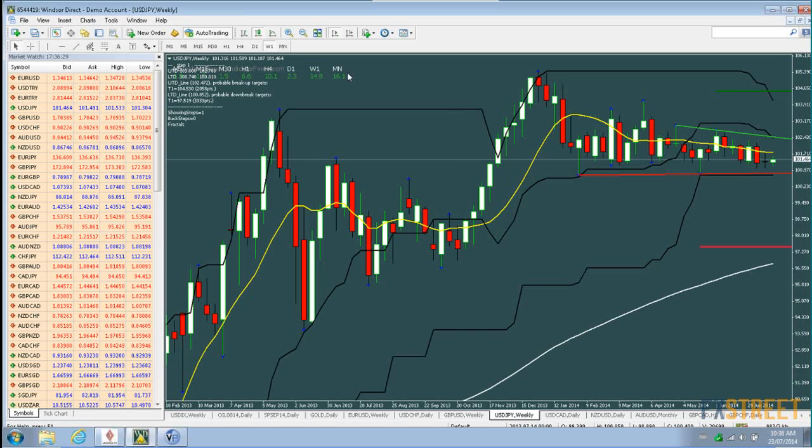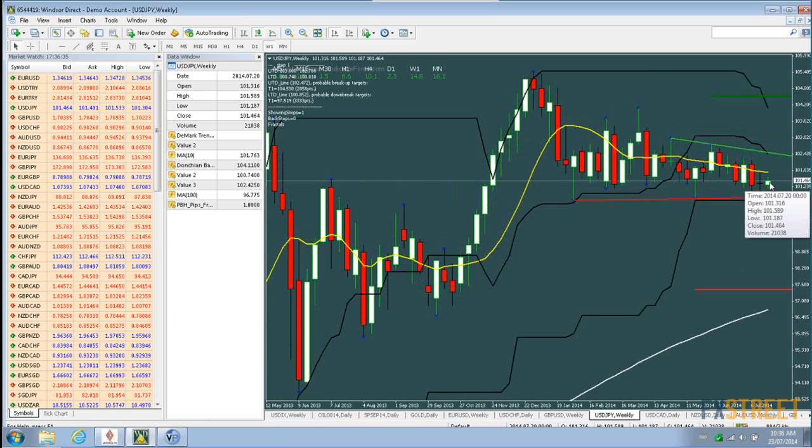Always know what your monthly opening price is. I can come in here, hit my data window, bring this over, and say my monthly opening price is 101.31. At the end of the month, I'm going to be watching this level very closely, whether we close above it or below it, and how we start our next new month, which I'll talk about in next month's video, and we'll come back and reassess this. But essentially, the dollar yen is range trading, guys. That's all it's doing.